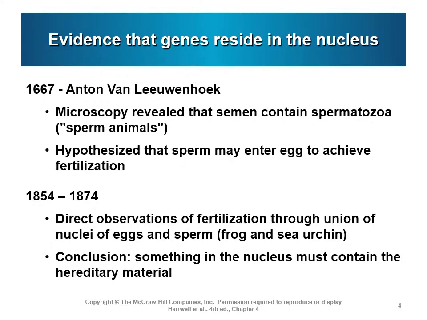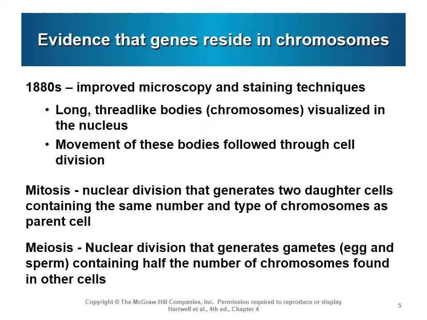The next leap forward was the observation of fertilization in frogs and in sturgeon, where the coming together of nuclei of eggs and sperm was observed. And the conclusion was made that something in the nucleus must be containing hereditary material. Improved microscopy technique allowed scientists to visualize the nucleus and actually to see the movement of bodies through the cell division, the chromosome threads.